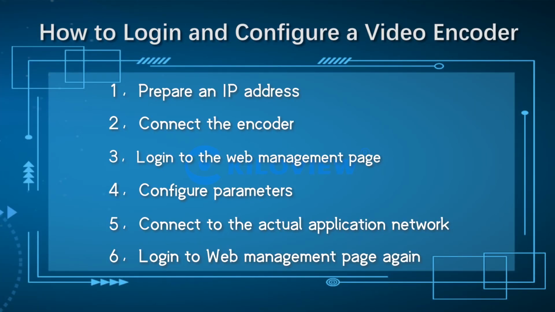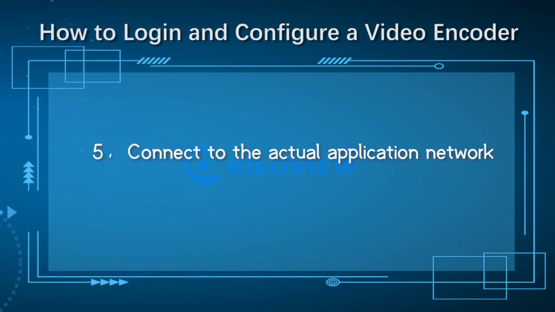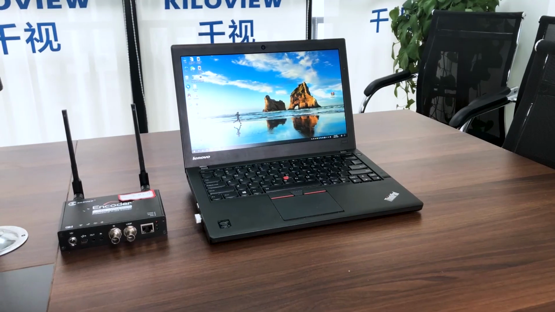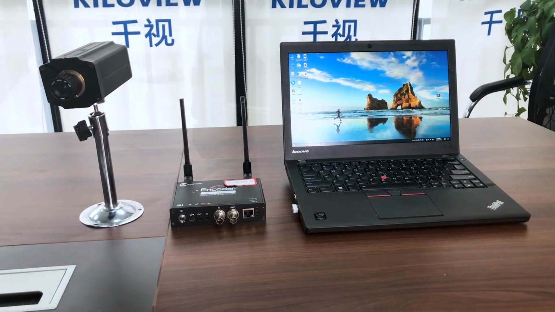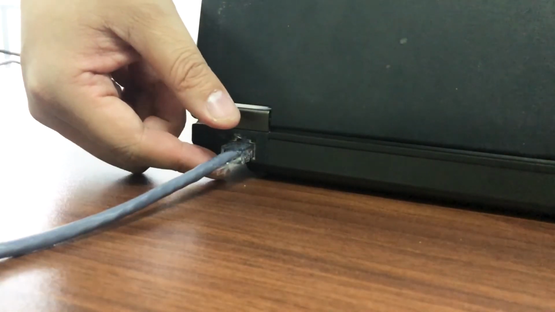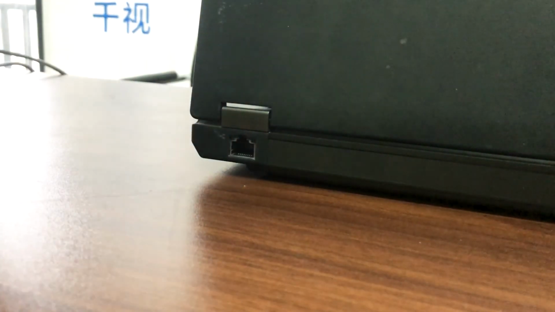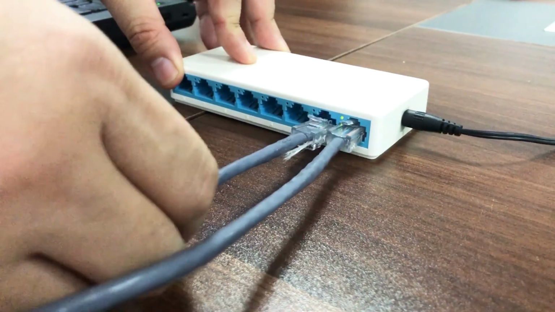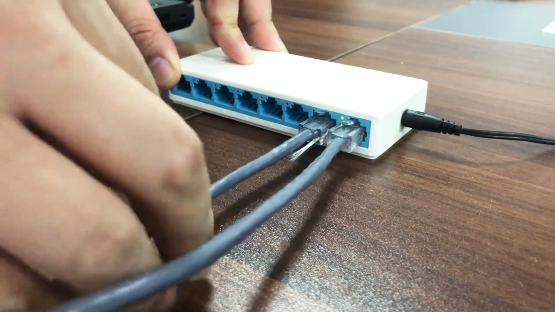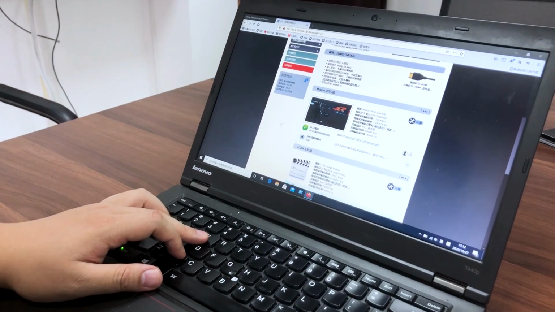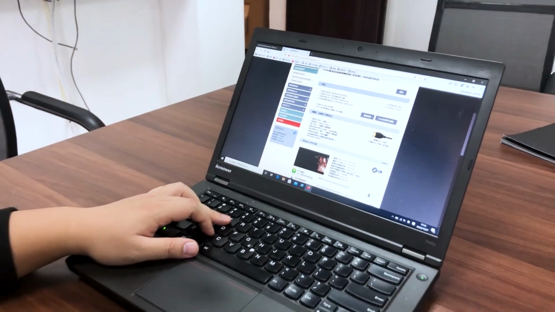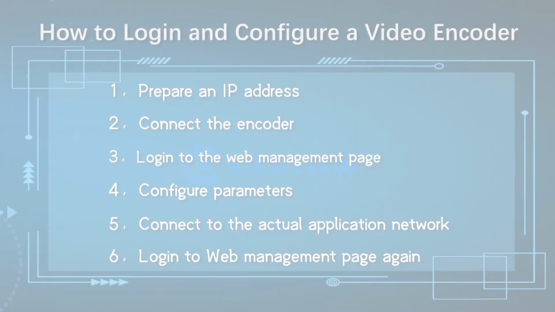5. Connect to the actual application network. After configuring the above parameters and network, disconnect the Ethernet cable that connects the encoder with the computer and connect it to the network to be used. Then connect the encoder to the internet and you can watch the live video on streaming receivers.